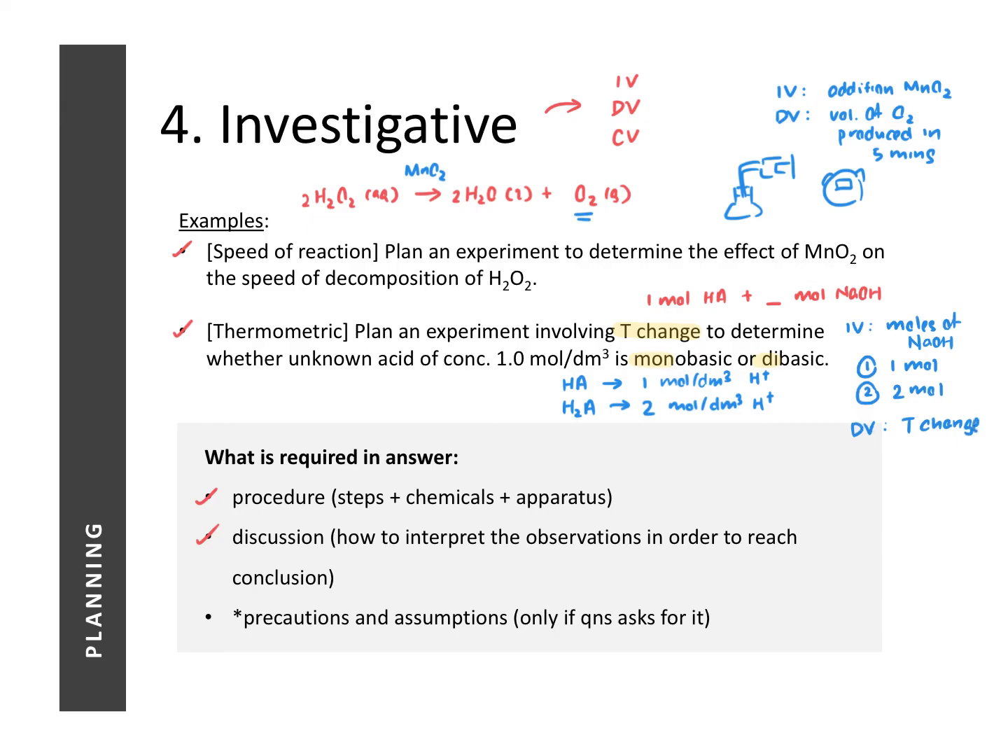Now, if the acid is a monobasic acid, in the second experiment where we have two moles of sodium hydroxide, we have an excess of sodium hydroxide and the temperature change would be similar to that of experiment one. For the case where it's dibasic, when you add two moles of sodium hydroxide, your sodium hydroxide will be reacted completely. Therefore, it will give out even more heat than in experiment one. So the discussion would go something like this. If the temperature change in experiment two is higher than that of experiment one, it means that your acid is a dibasic acid. If your temperature change for experiment two is the same or similar to experiment one, then your acid is a monobasic acid.